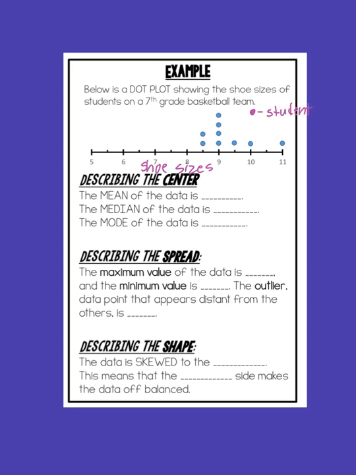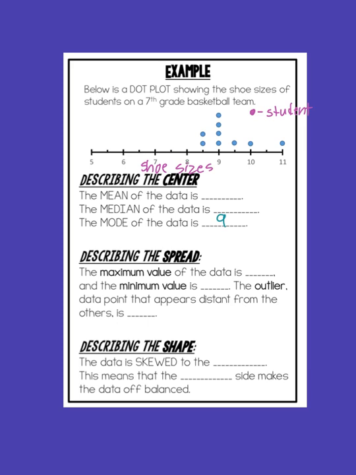So for example, I have 2 students that have shoe sizes of 8.5. 4 students have a shoe size of 9. How many students have a shoe size of 11? 1 student. So we're going to find the mean, the median, and the mode. Doing this, the mode is very easy to find. What do you see the most of? 9. So that's going to be my mode.